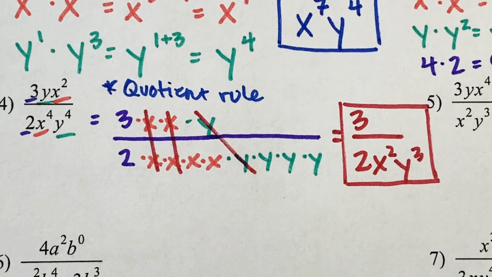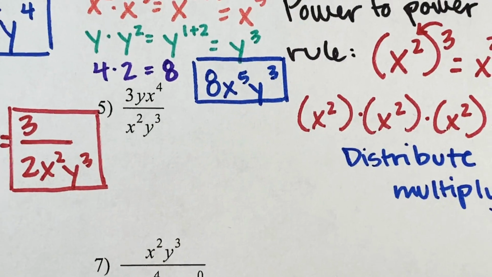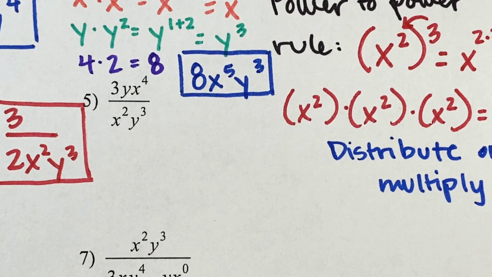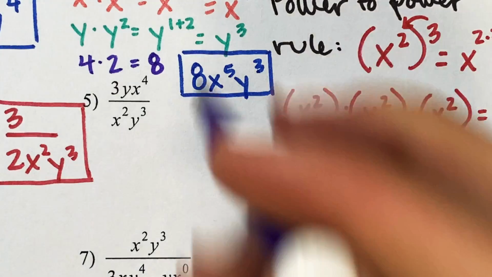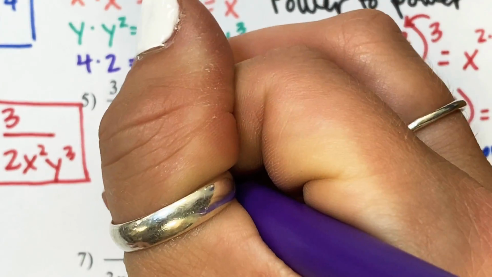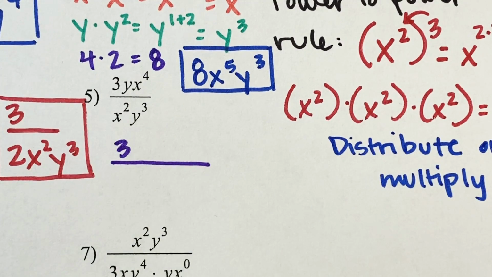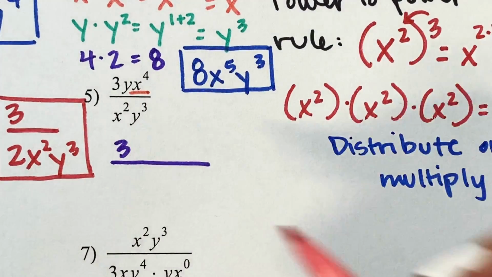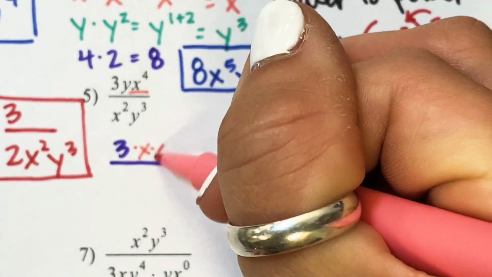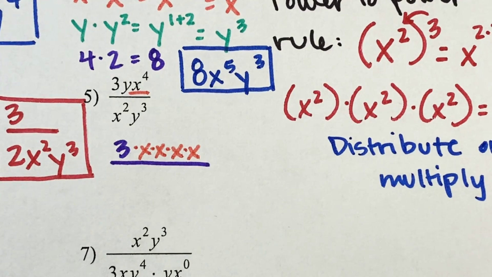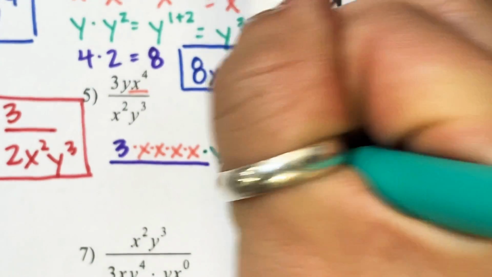Beautiful. Let's look at number 5. I know there's not a ton of room here, that's okay. We're going to do it the exact same way. I have my coefficient on top, so I'm going to write it over here. Let's do my x's first. I have 4 x's on top, 1, 2, 3, 4, and then I have 1 y on bottom.